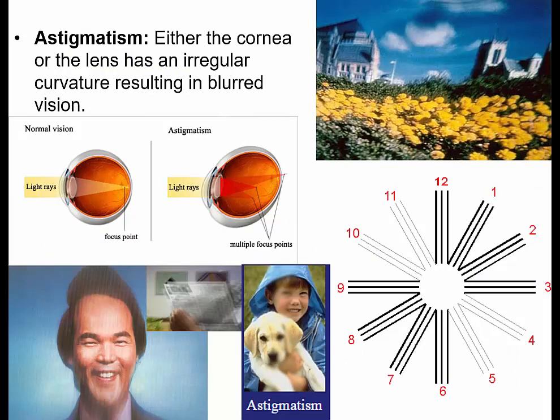So an astigmatism is either due to a cornea or lens that has an irregular curvature, resulting in blurred vision. When you're looking at this image here, you see the image here in the center is okay and the sides are okay, but up here on the top and down below, that's where either the cornea or the lens has an abnormal curvature in it, making it blurry.